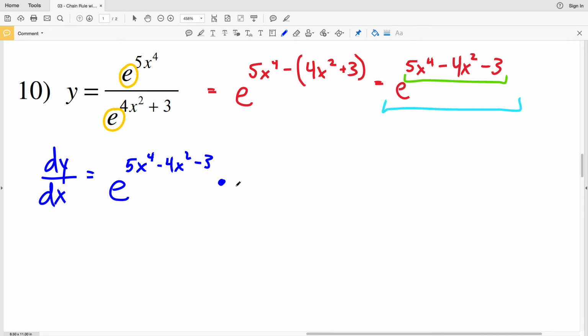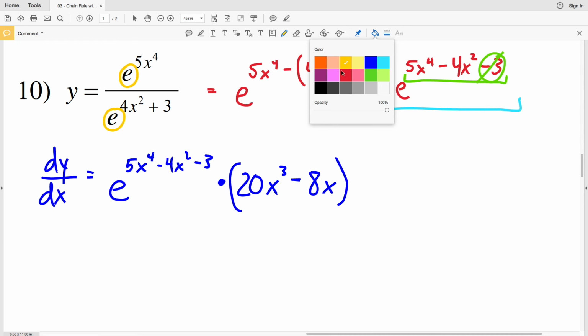And that's all multiplied by the derivative of my inside function, my innermost function, 5x to the 4th minus 4x squared minus 3. Well, looking at that, the derivative of 3, the derivative of a constant, is 0. So we're looking at the derivative of 5x to the 4th, which is 4 times 5, so that's 20 times x to the 4 minus 1, which is x to the 3, and then we're subtracting the derivative of 4x squared, which is 2 times 4, 8 times x to the 2 minus 1, x to the first.